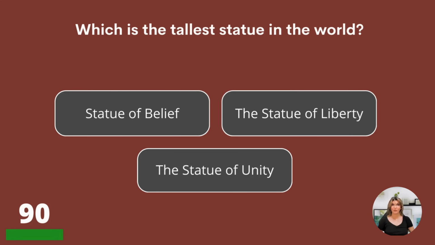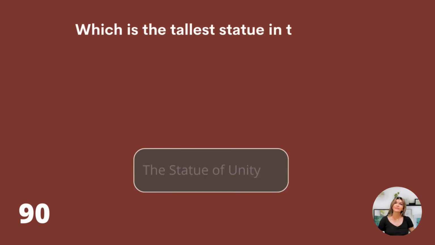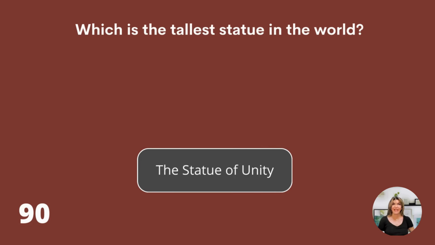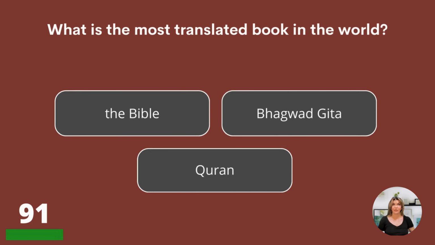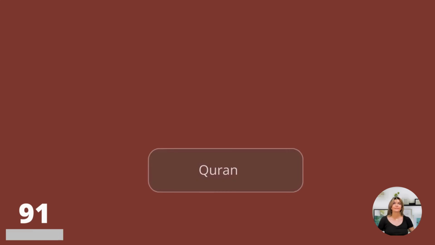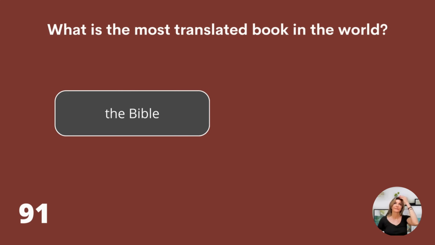Which is the tallest statue in the world? Statue of Belief, the Statue of Liberty, or the Statue of Unity? The Statue of Unity. Question 91. What is the most translated book in the world? The Bible, the Bhagavad Gita, or the Quran? The Bible.